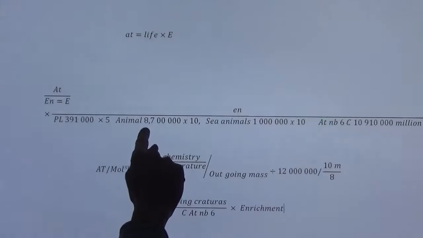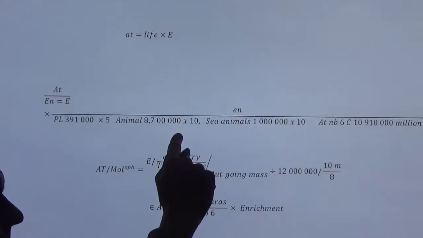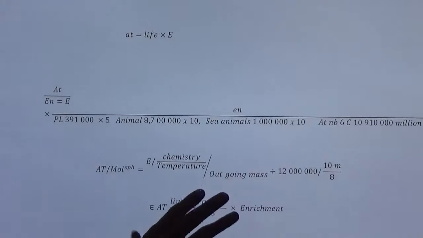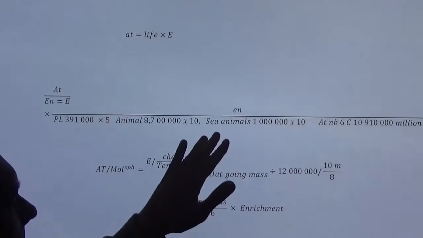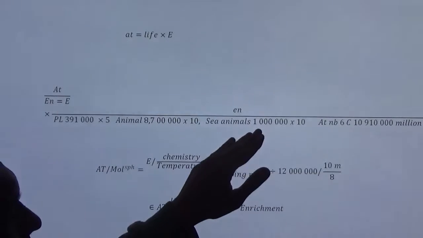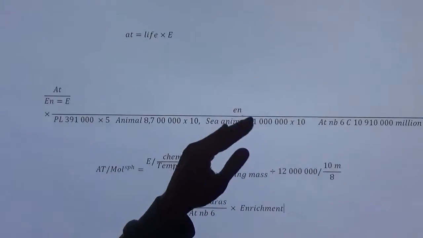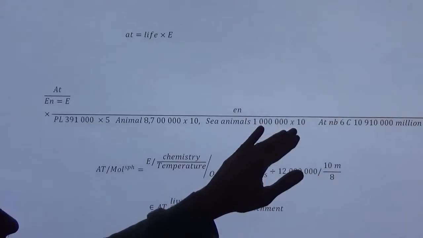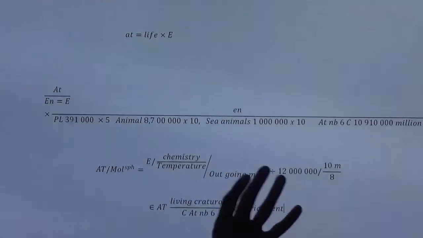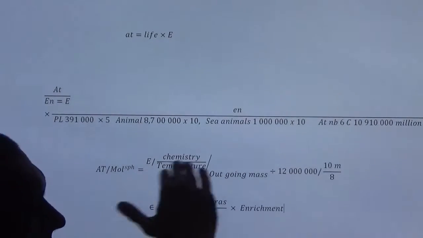So every animal, that's 8,700,000 different ones of them, has about 10 different types of enrichments of carbon atoms in it. And then there are sea animals, recorded 1 million different types of sea animals that exist in the oceans, and they too have about times 10 different carbon atom enrichments and so on. Some, of course, have more than 10. All of them probably have more than 10, but on average I put 10.